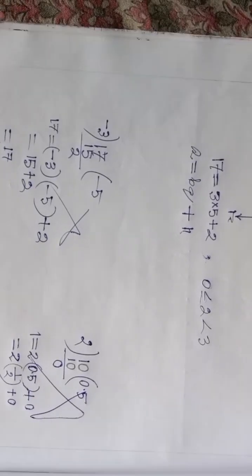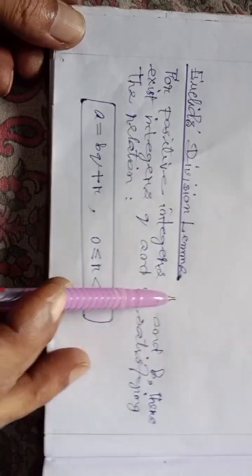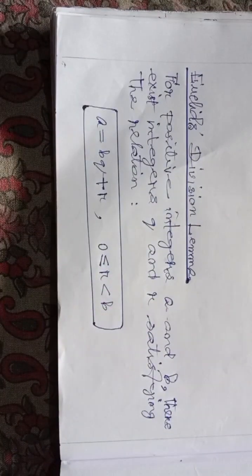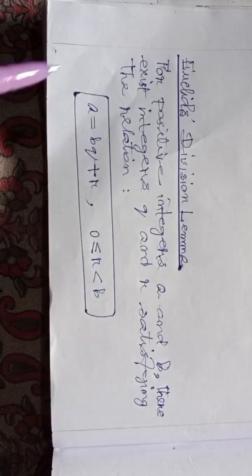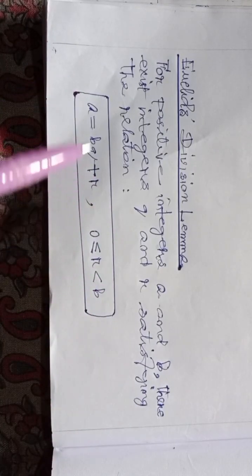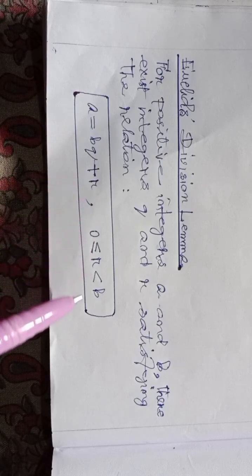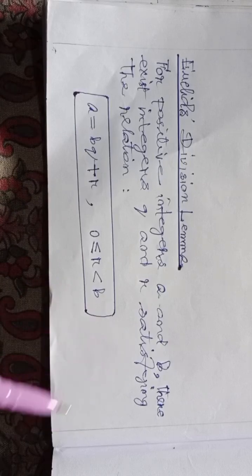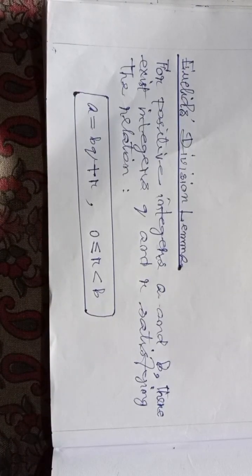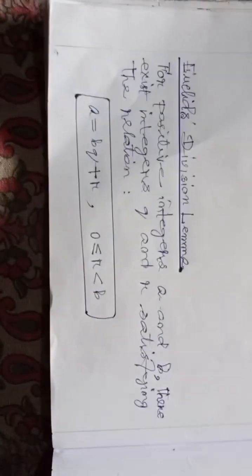I hope you have understood the basic differences. Now let us come to the standard definition. Euclid standard definition. For positive integers a and b, there exist integers q and r satisfying the relation a is equal to bq plus r, r equal to or greater than 0 but less than b. This is the summary of the Euclid's division lemma, and this is the standard division. Okay, I hope that you have understood.